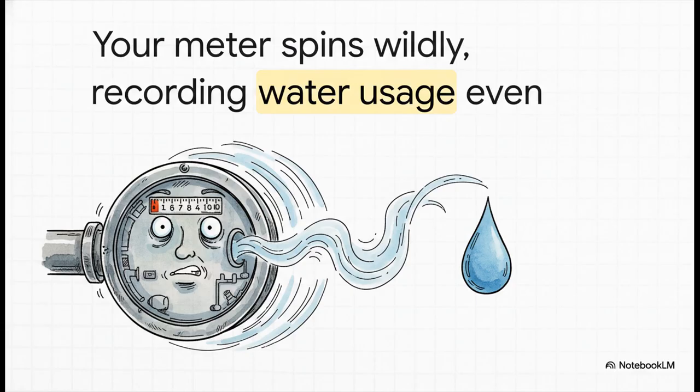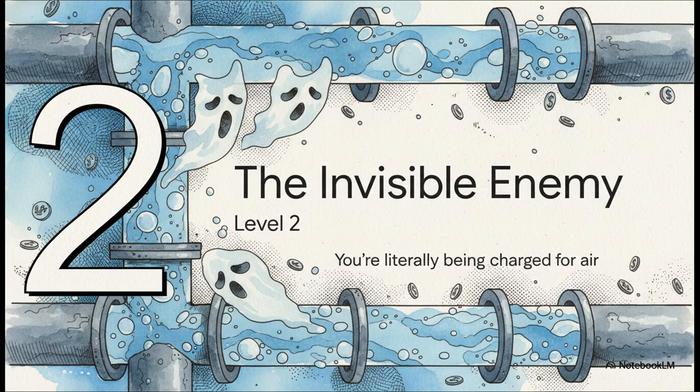It's that crazy spinning you see, usually right after the water comes back on after an outage. See, your meter is designed to measure the volume of anything that passes through it. And right now, it's being totally tricked into counting something that isn't water at all. Let's head to level 2 and unmask this invisible enemy.